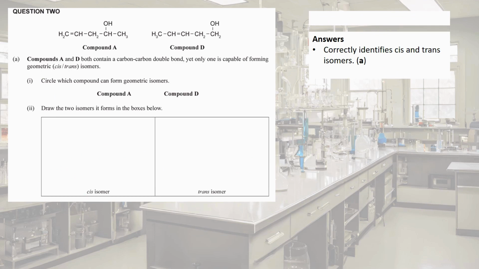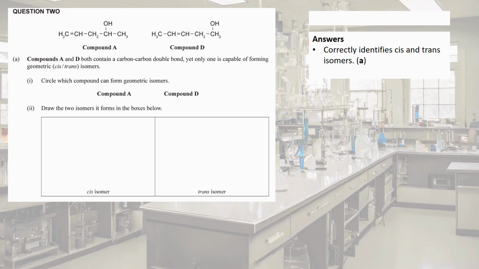Okay, 2022, they've structured the question a bit different. So they've given us 2 different compounds, and they want us to identify which one is a geometric isomer. So if we look at compound A, we can see it does have a double bond. That's awesome. But notice, because it's at the end, this carbon has 2 identical atoms coming off it. So it doesn't meet both requirements needed to be a geometric isomer.